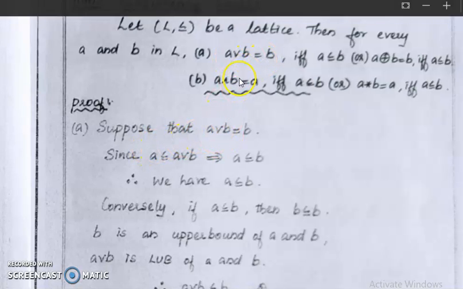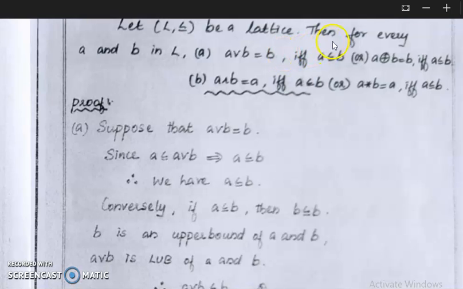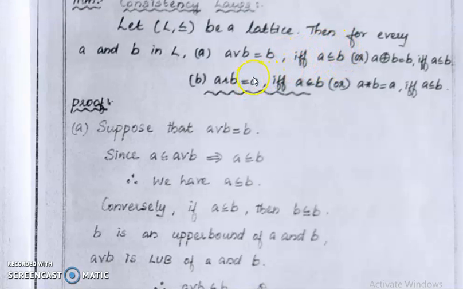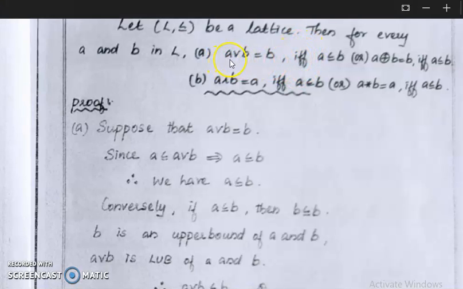Suppose we are assuming a ∨ b = b and we are going to prove a ≤ b. We know that "if and only if" means we have to assume the first case and prove the second case, then assume the second case and prove the first case. So here we have assumed a ∨ b = b.